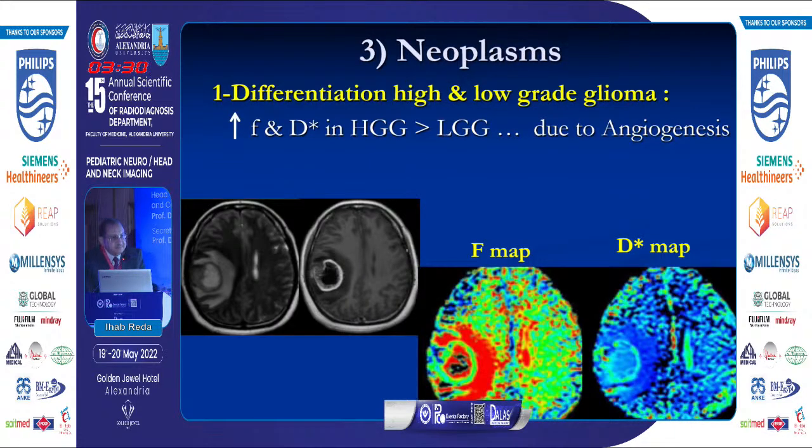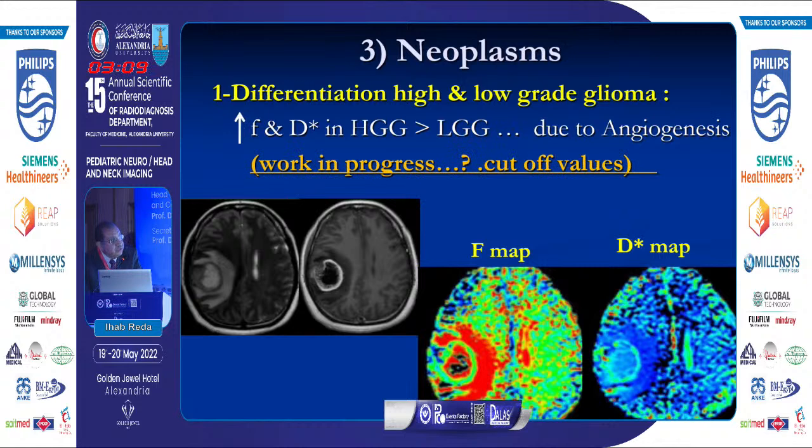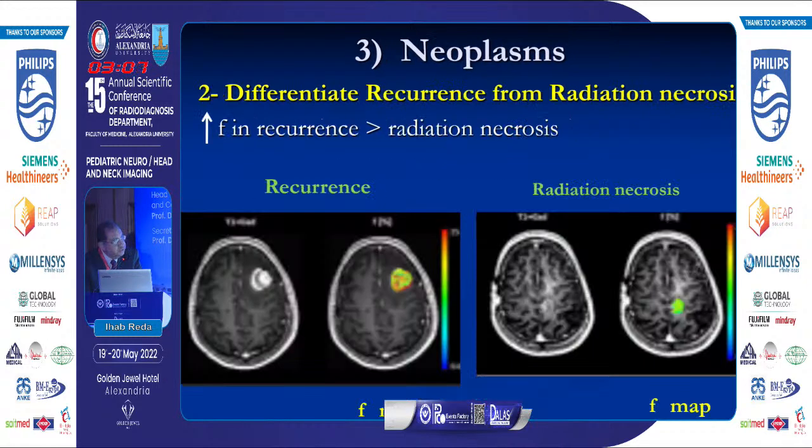Again, in neoplasm, our goal is to differentiate high and low grade. Again, there is increased perfusion and D star in higher grade than lower grade. And we can see this is a case of glioblastoma, WHO grade 4. We can see higher values in perfusion and D star. Again, we are working on that, trying to reach cutoff values.